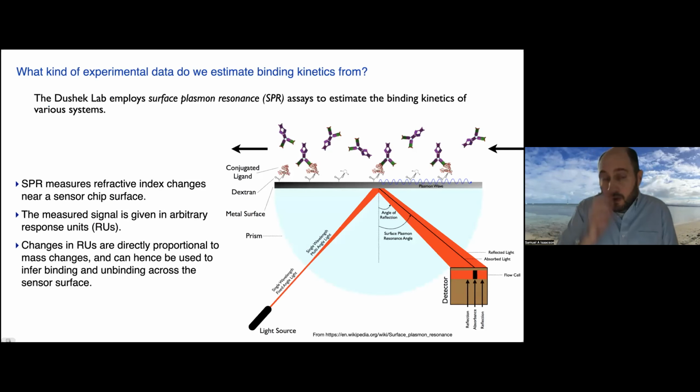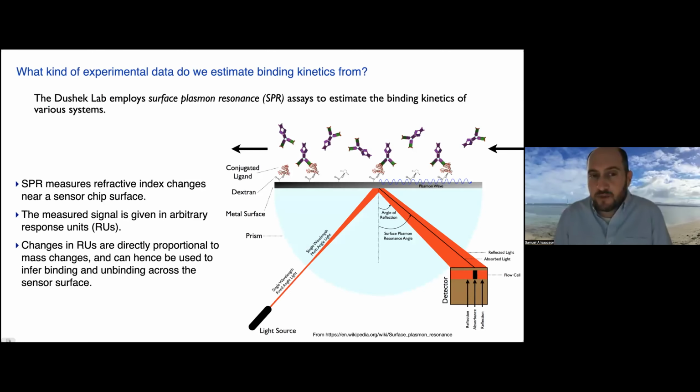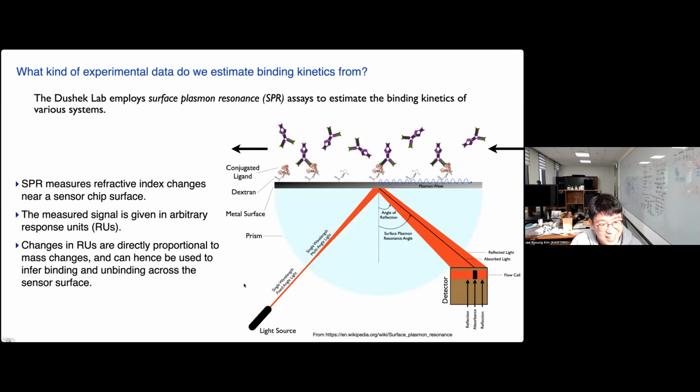So, in today's talk, the models are all going to be built to model an experiment and to then fit and infer parameters from the experiment. The experiment that we're going to be modeling is what's called the surface plasmon resonance, or SPR, assay. I will not pretend that I really understand the physics of how SPR works. So if you ask me detailed questions, I won't be able to answer them.